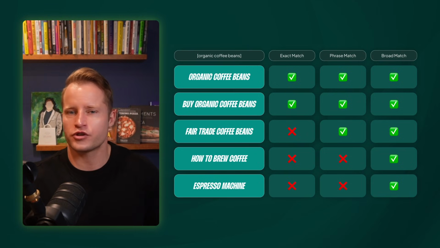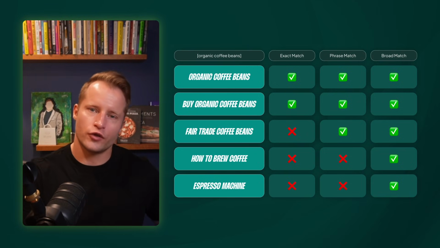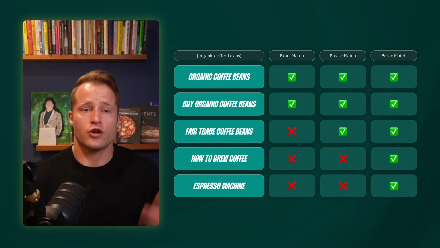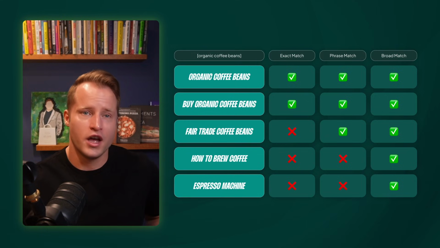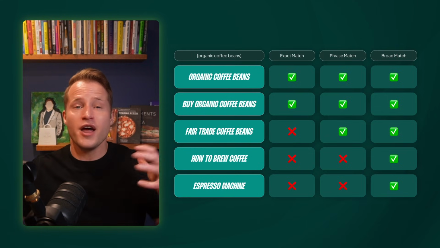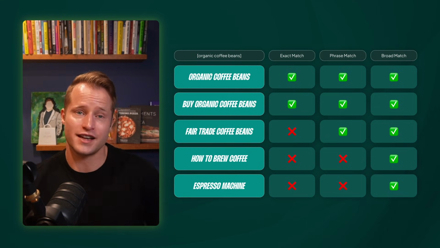How to brew coffee, espresso machine might be really good converting keywords when you show, hey, how to brew coffee, or I have an espresso machine, or stuff like the best coffee at home, and you show organic coffee beans. That might be a perfect ad to show at that time. That's what broad match can do. For some businesses, this is amazing with broad match, but for a lot of businesses, this doesn't work at all.